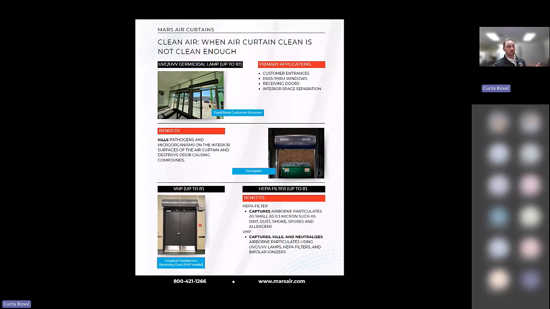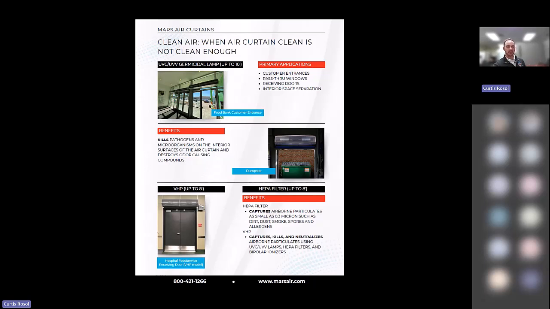The other options we can provide, we can also do HEPA filter units. Those also come with pre-filters, but the idea there is we're capturing those particulates and then obviously disposing of those filters as needed. Our last example is our VHP unit. So that's going to be all three of our sanitation technologies: captures, kills, and neutralizes particulates.